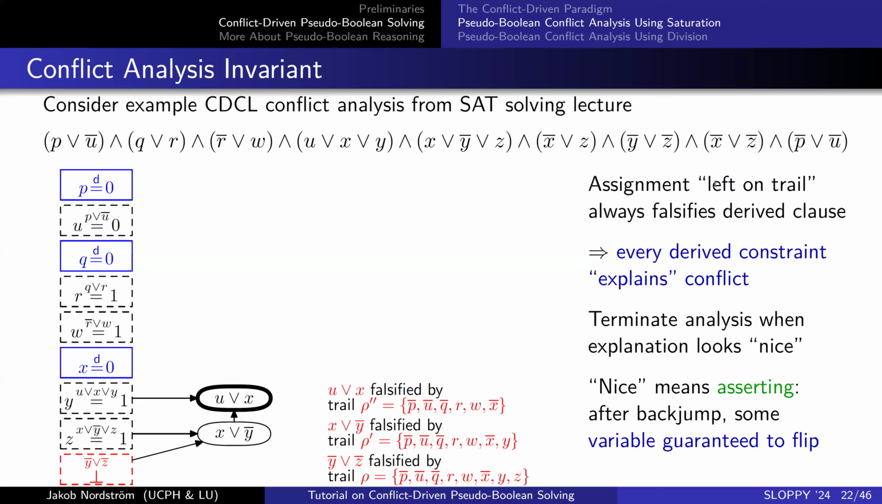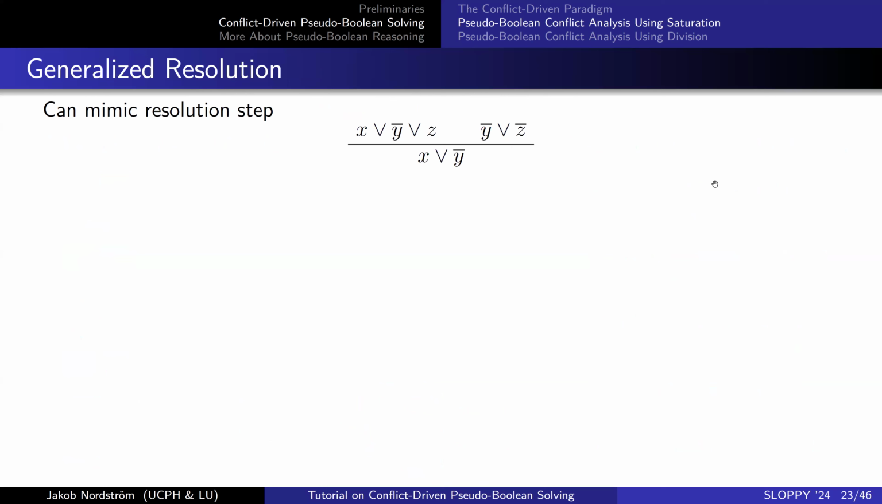What does nice mean? It means that the constraint is asserting, or it's a unique implication point constraint, which means that when I backjump, this new constraint that I've learned immediately gives me a new propagation, flipping some previously assigned literal. Okay, so now we just need to do this, and we did the conflict analysis using resolution.